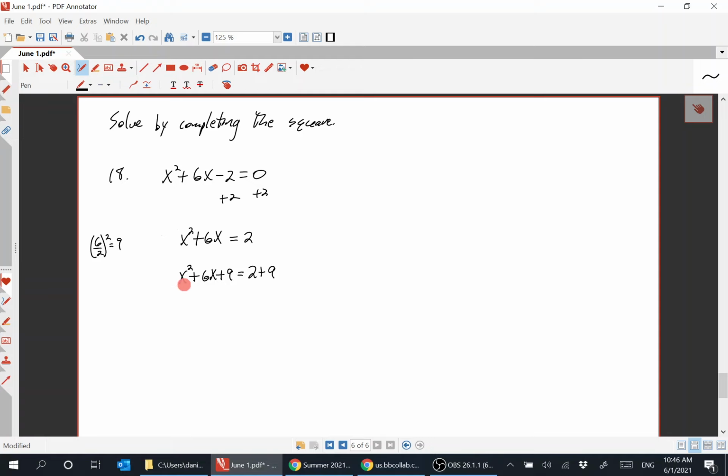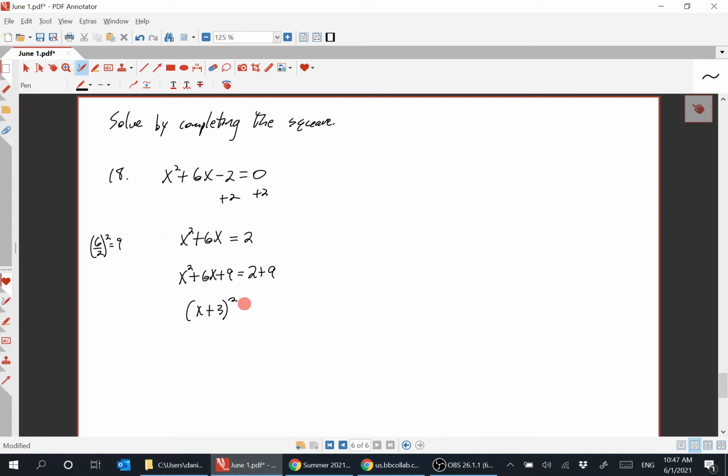On the left, that's a perfect square. It is x plus 3 squared. If you want to multiply it out and check, x plus 3 times x plus 3 is equal to x squared plus 3x plus 3x plus 9, which is equal to x squared plus 6x plus 9. There it is. This completing the square business always gives you a perfect square on the left.